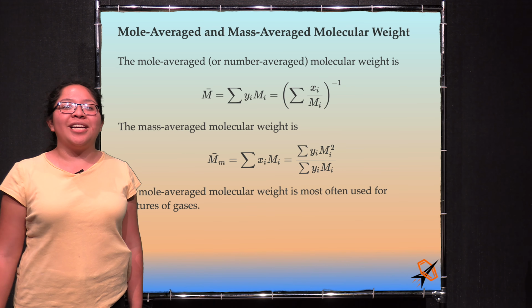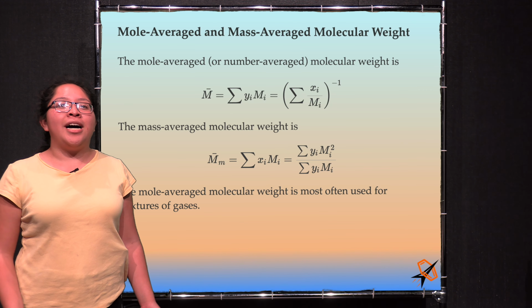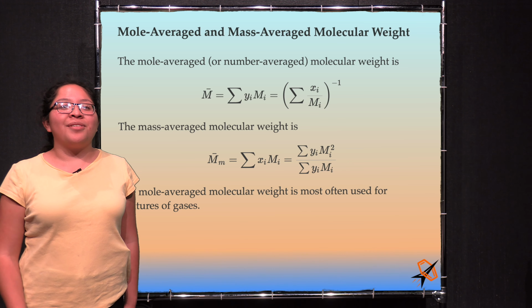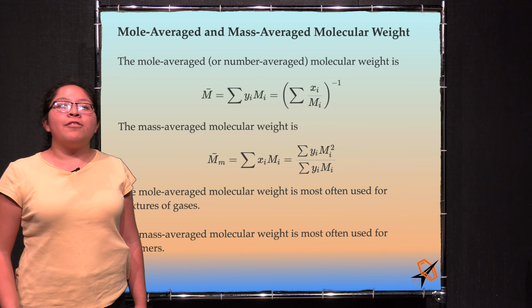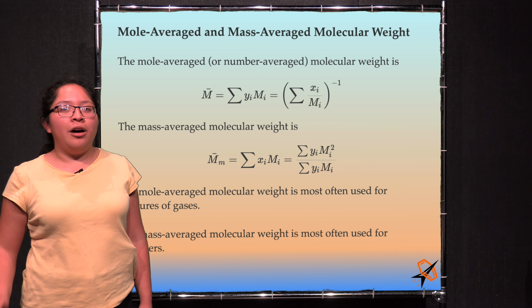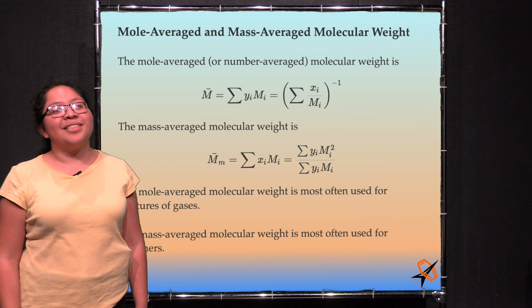The mole average molecular weight is most often used for mixtures of gases. It's rare to have a mass average molecular weight for a mixture of gases. The mass average molecular weight is most often used for polymers, but it's also used quite commonly if you're processing a quantity of solids and occasionally with liquids.